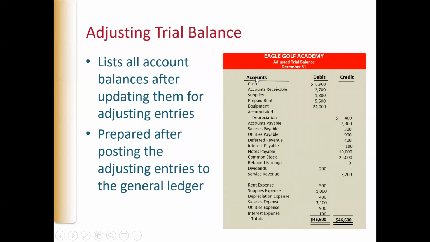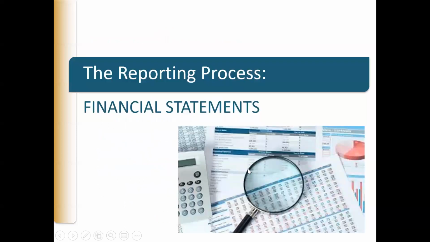The adjusted trial balance is just, again, a list of all account balances after we update them with the adjusted entries. We prepare this adjusted trial balance, and we're going to use this adjusted trial balance to prepare our financial statements. Does that make sense? So we're not going to go here to financial statements. That's going to be next week. We've got enough to cover for this week, right?